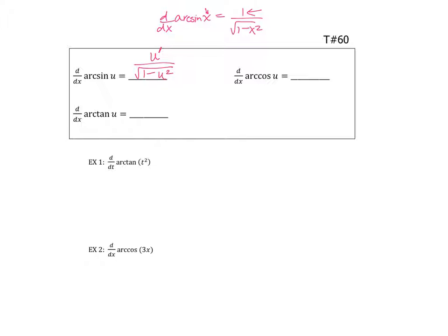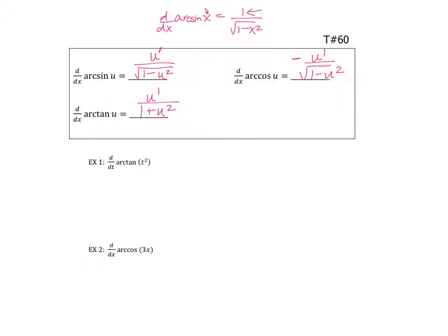The cool thing with arc cosine, if you look, I have that, just slap a negative in front of it. And that's arc cosine. Arc tangent is u prime over, no square root, 1 plus u squared. Okay, people, once you have those formulas memorized, the derivatives should be very, very easy.